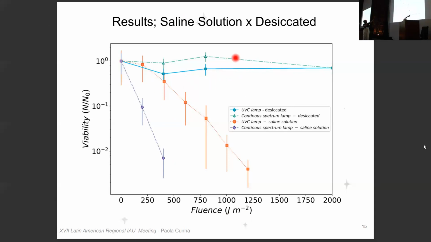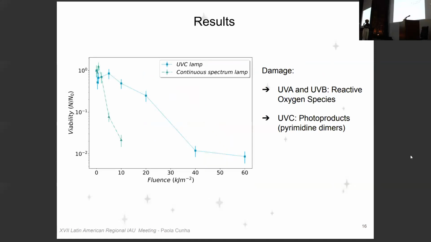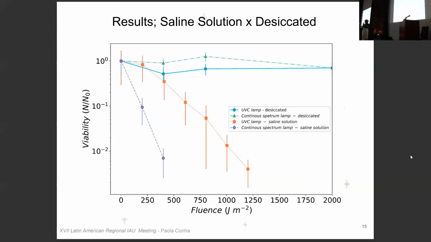The blue and the green curves here are desiccated experiments, and the orange and the purple are the saline solution experiments. So you can see the desiccated keep constant, and we have a steep decrease for saline solution. A possible explanation for this difference is that in desiccated, they are not in the presence of water, so the metabolic activity is low and they are less sensitive to stress factors.